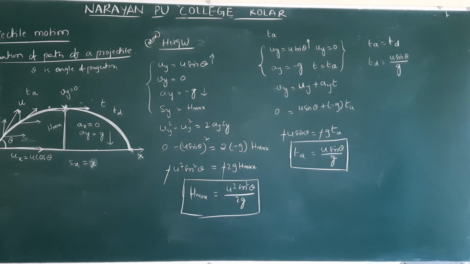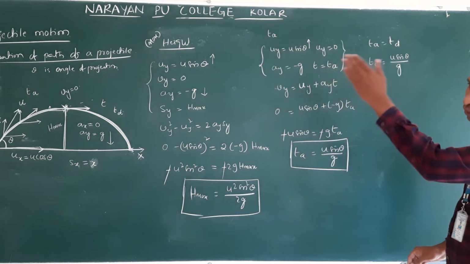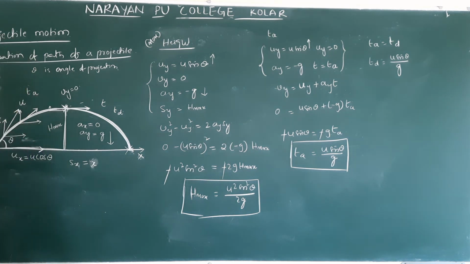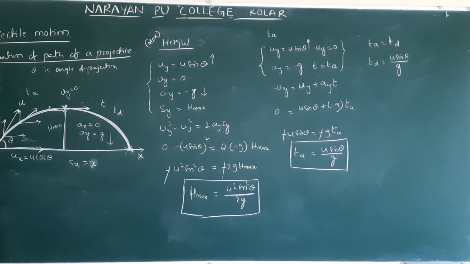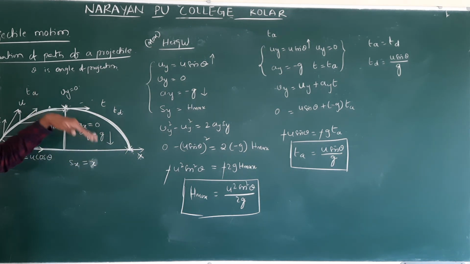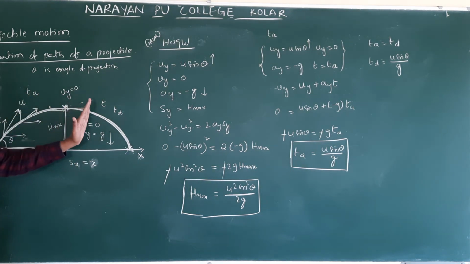Clear? Understand? Then the total journey from point of projection to reach the ground, this we call the total time, the time of flight. What is the time of flight? Time of flight is time taken by the projectile to reach the ground. To reach the ground, in the sense we need to mention the same level. Time taken by the projectile from the point of projection level to reach the same level on the ground. That is called time of flight. It is nothing but time of ascent plus time of descent.